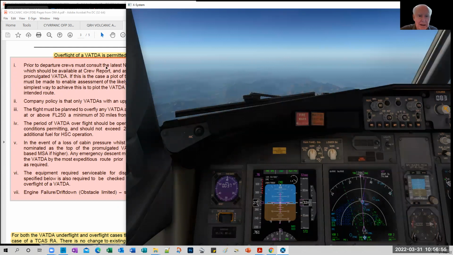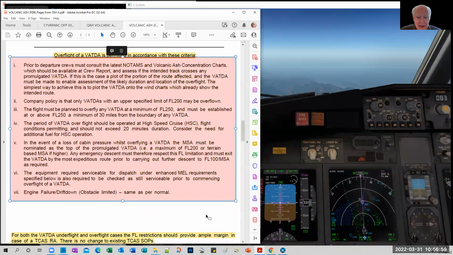All right, we'll continue the flight. And for the sake of this training session right now in the simulator, please disregard the cabin pressure light, but effective in what I was talking about yesterday. All right, so the engine failure drift down obstacle limited, same as per normal.